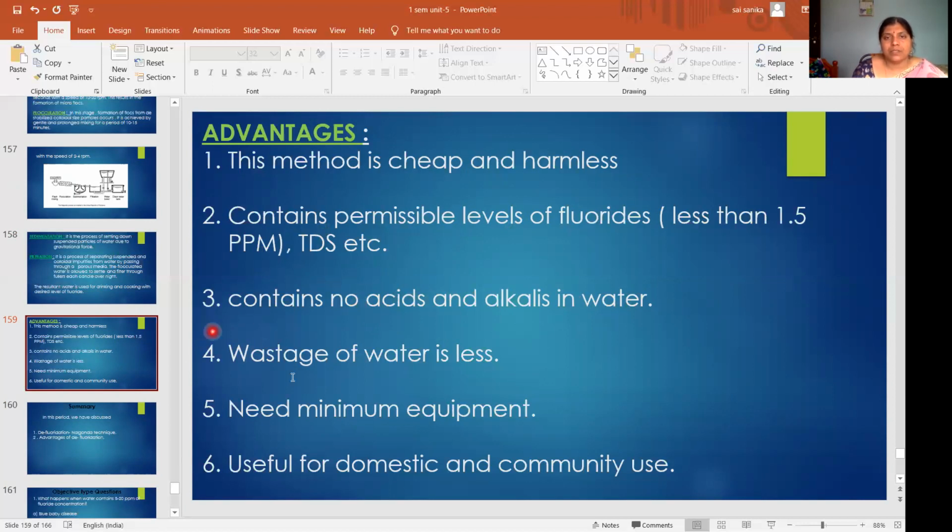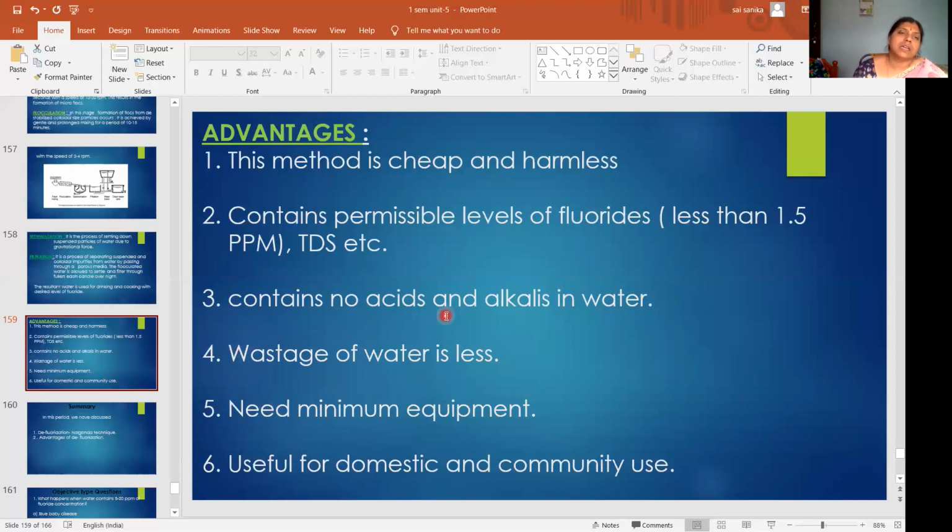Whereas in reverse osmosis you have seen there, only 5 to 15% of the water is recovered and the remaining will be removed as wastage. So here wastage of water is very less. It needs minimum equipment. Very, very little equipment is required, and it is useful for domestic and community use. For both purposes we can use it.